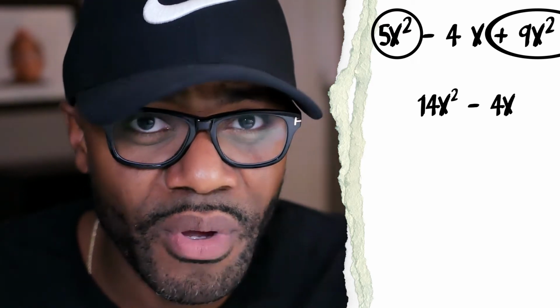Next problem, problem two. 5x squared minus 4x plus 9x squared. We can combine the 9x squared and the 5x squared, but we can't combine the 4x, because it doesn't have a squared. We're going to combine the 5x squared and the 9x squared, which will give us 14x squared minus 4x. So our answer is 14x squared minus 4x. We have to leave it like that.